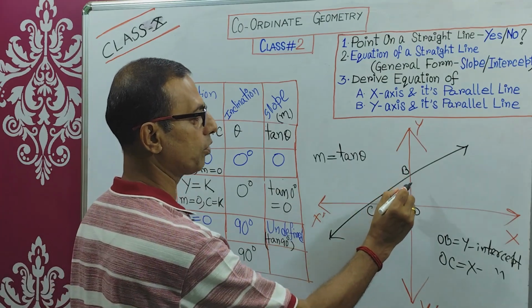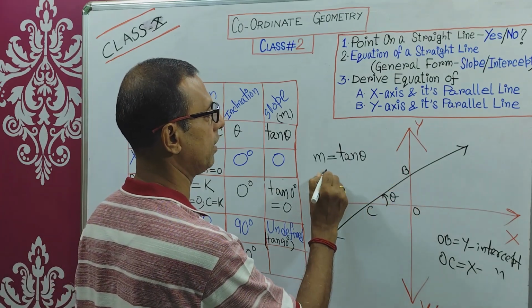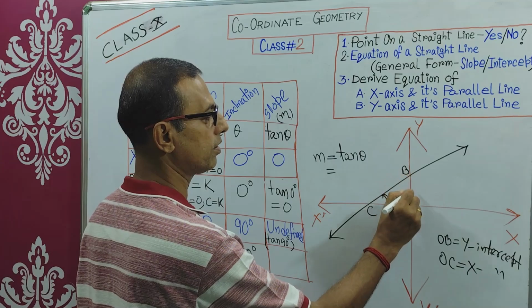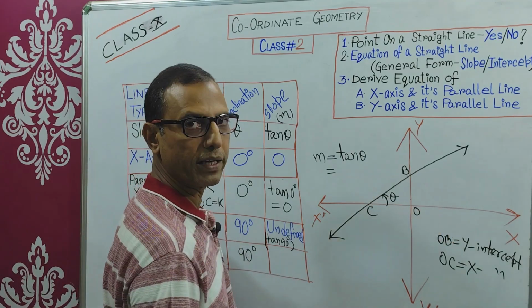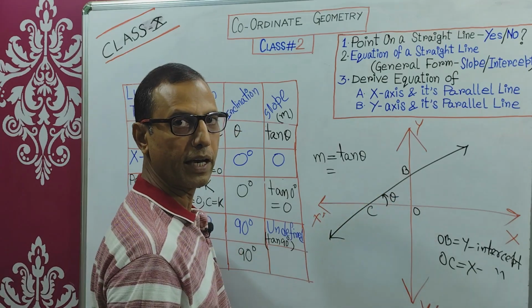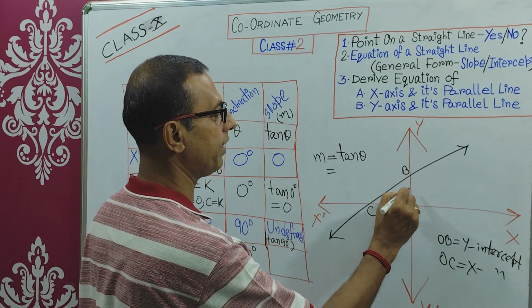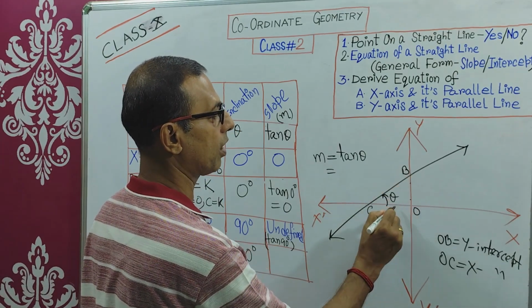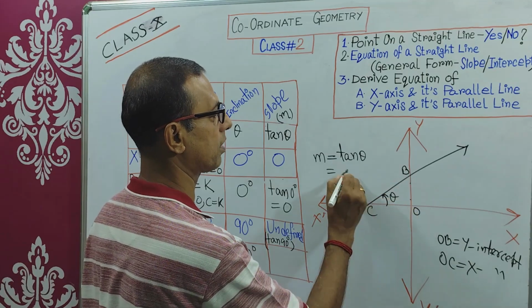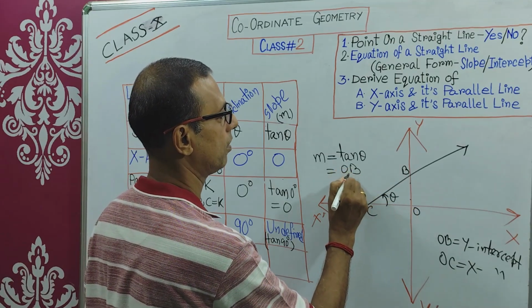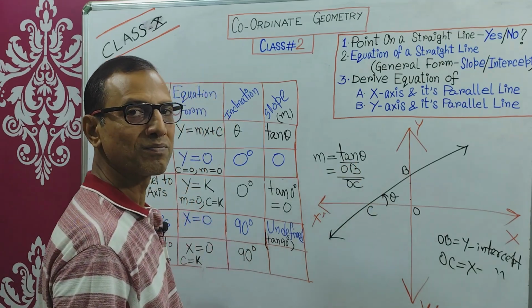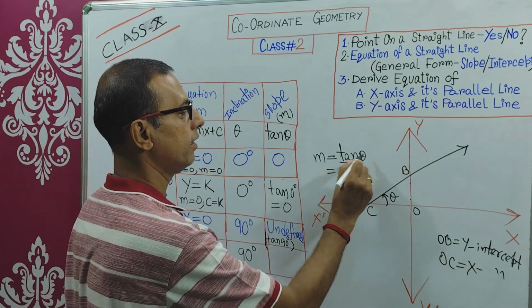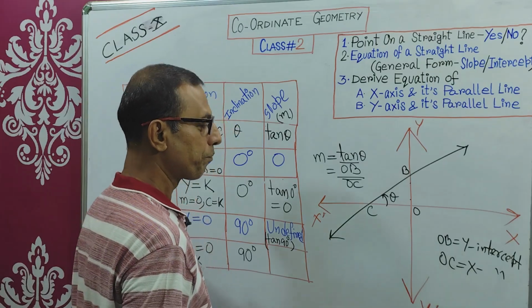And what is m actually? m equals OB by OC, because this is 90 degrees, as both the x-axis and y-axis intersect each other at a 90 degree angle. That means it is perpendicular by base. OB is the perpendicular, OC is the base. So OB by OC. Right? And this tan theta is the slope.